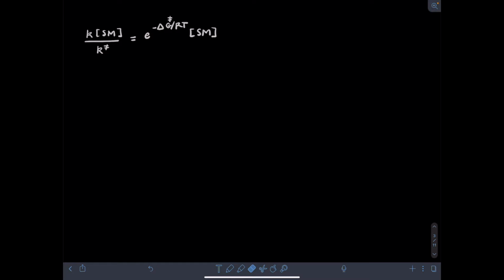Here I've just rewritten that same equation from the previous page. Notice that on both sides of the equation I have a concentration of starting material term on the top. These terms will cancel, and I'm going to move K double dagger to the right side by multiplying both sides of my equation by K double dagger. This gives me an equation where I have my rate constant little k on the left as being equal to K double dagger e to the negative delta G double dagger over RT.